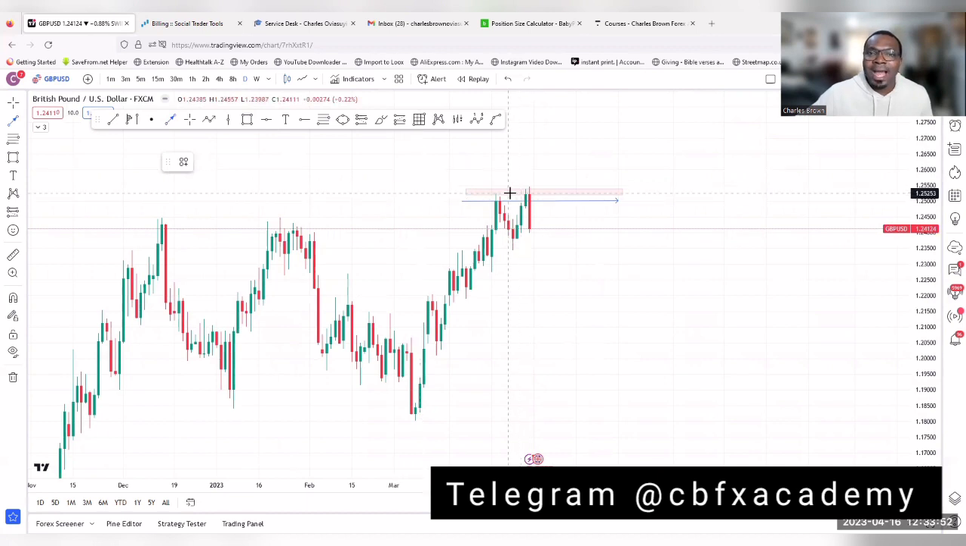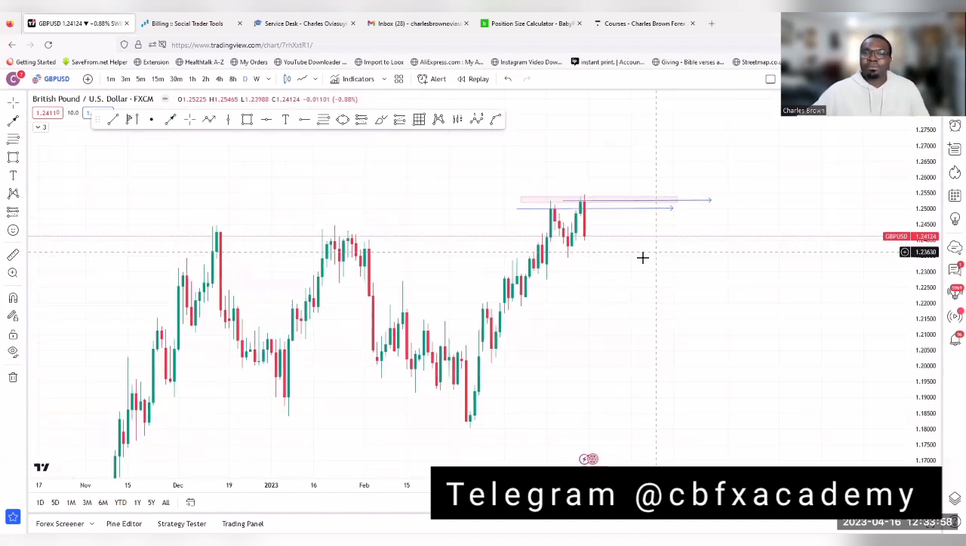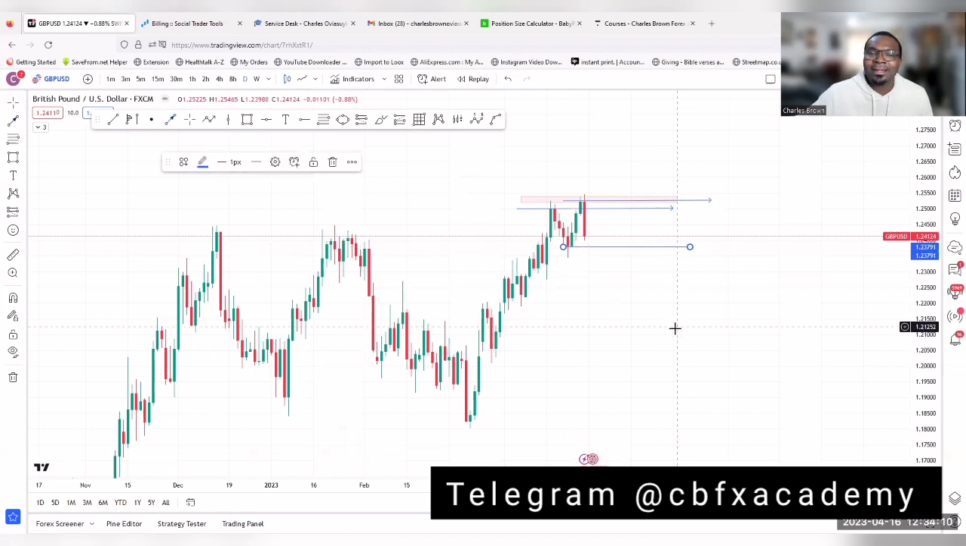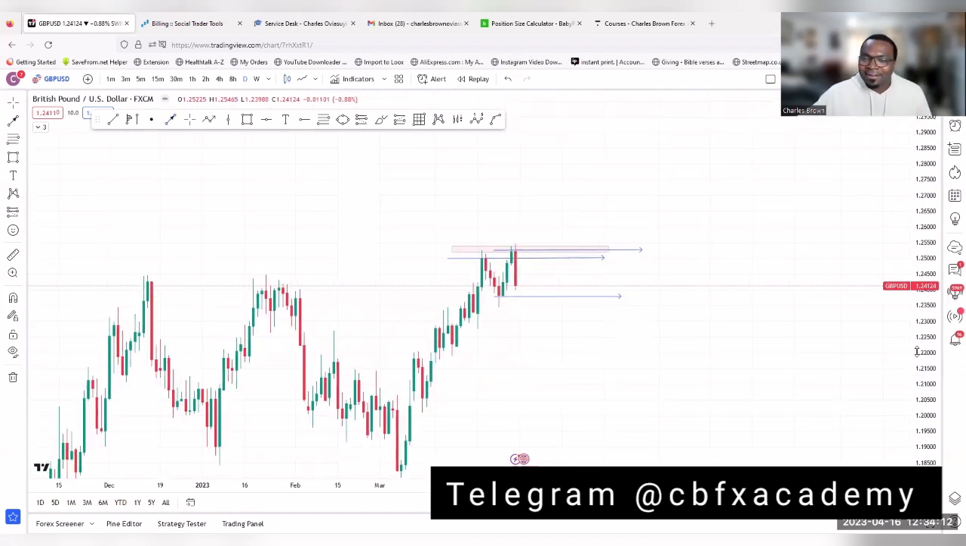Now we have this pullback. This is the new high. So we have this pullback, and this is the previous low of the market. And then we have the market coming right there to the previous low. All right, now this is what we have on the daily.